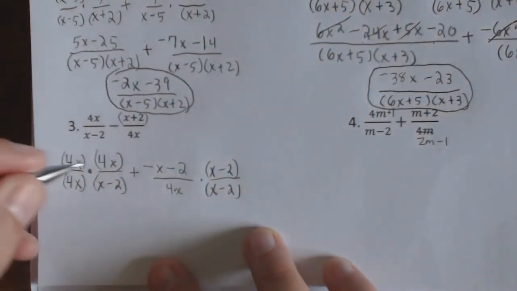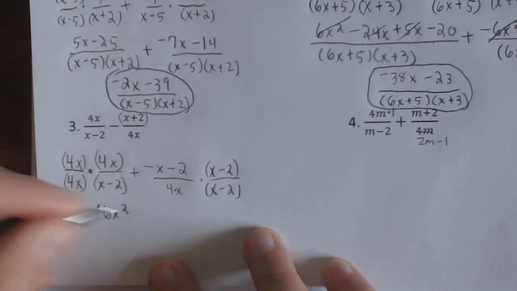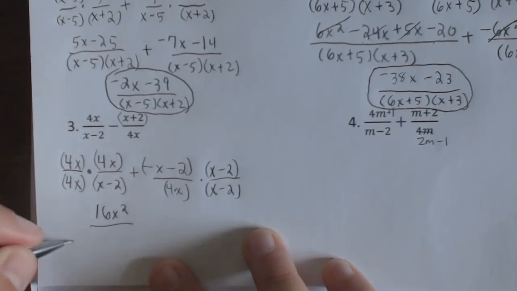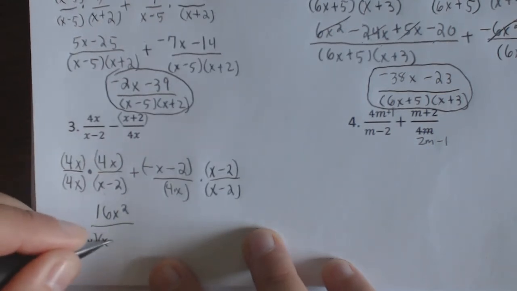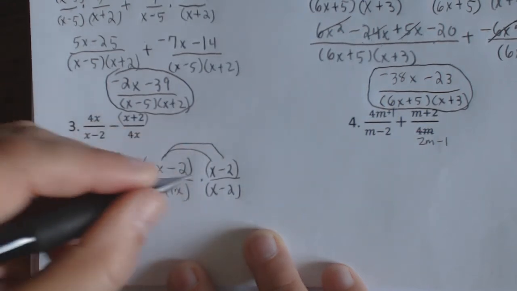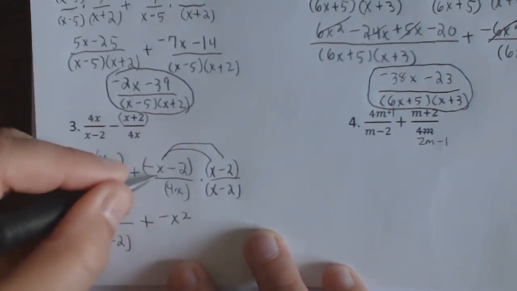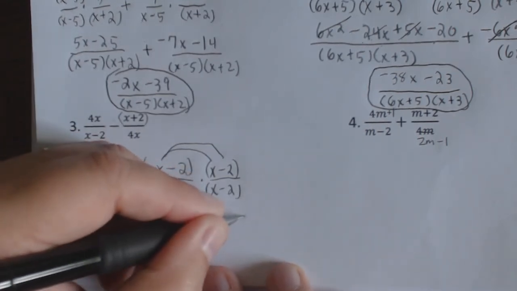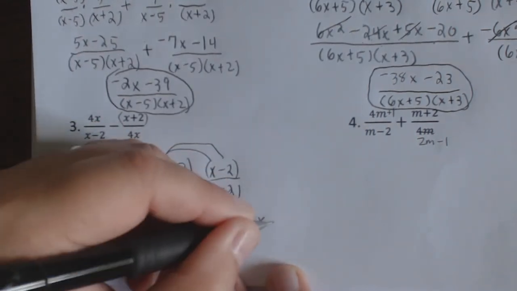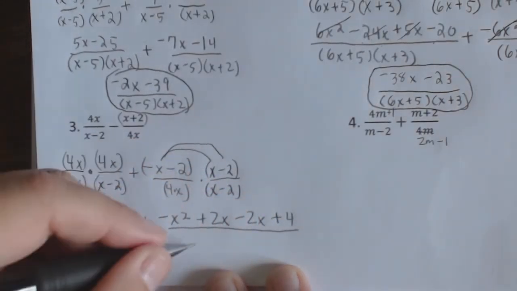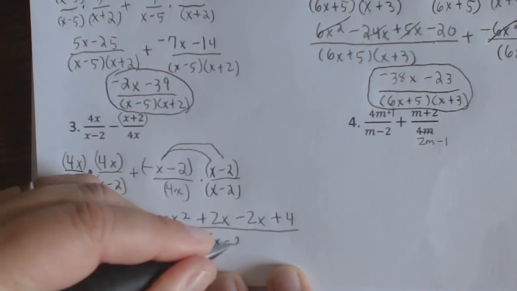So then I'm going to multiply 4x times 4x, that's 16x squared, over that, 4x times x minus 2, plus negative x times x is negative x squared. Negative x times negative 2 is positive 2x. Negative 2 times x is negative 2x. And negative 2 times negative 2 is positive 4. And down here, we've got 4x times x minus 2.